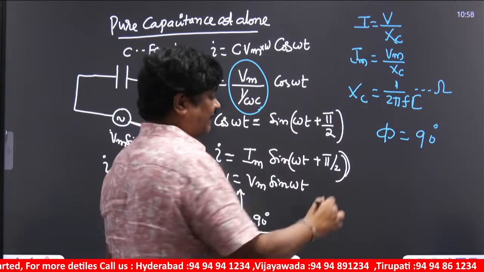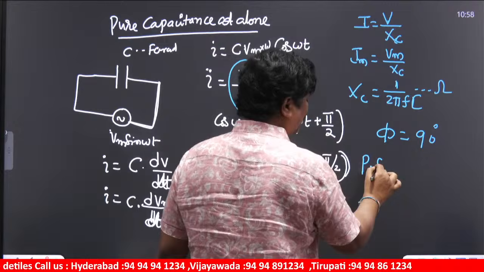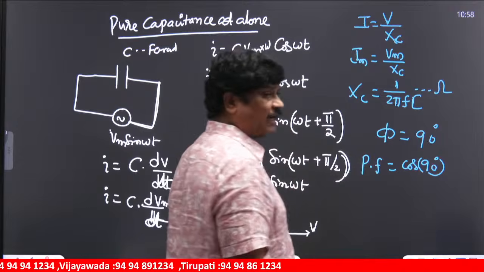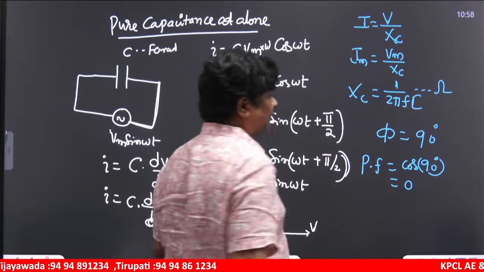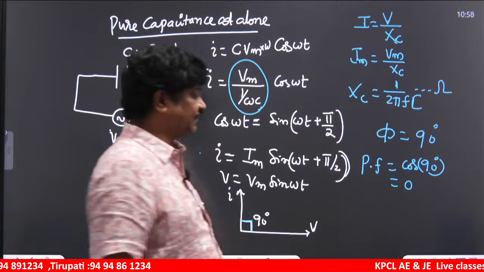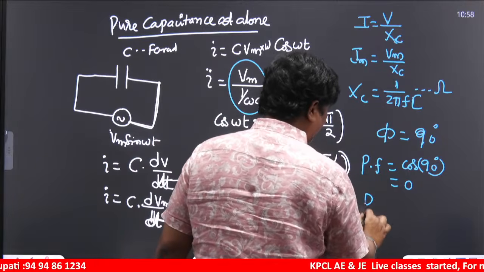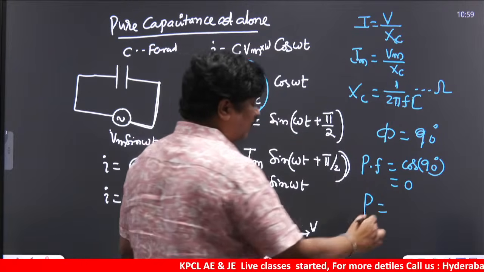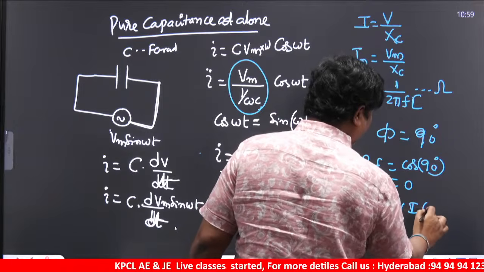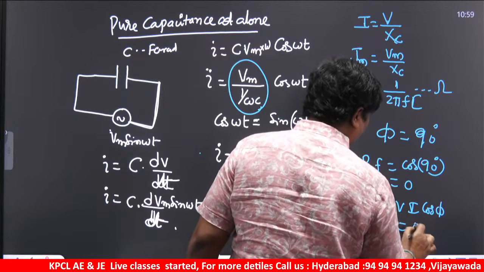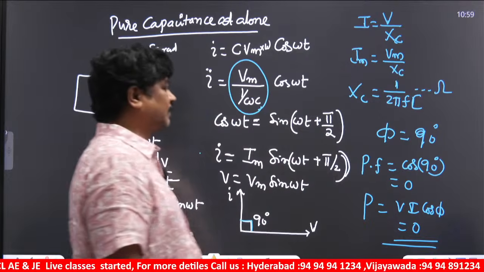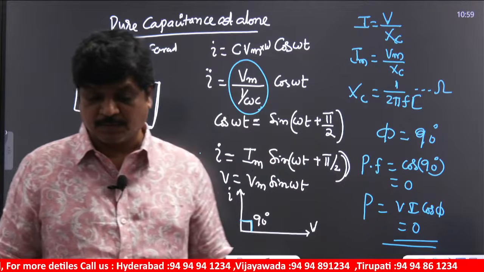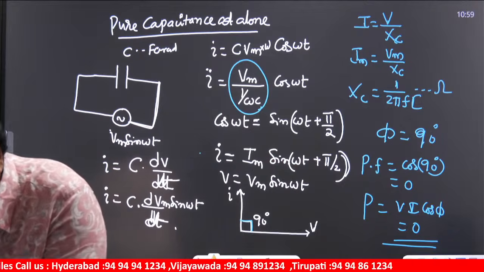What is the power factor? Power factor is equal to cos 90, that is equal to 0. Next, what is the power P? The power P is equal to VI cos phi, that is equal to 0. These are all the conclusions in a pure capacitor.